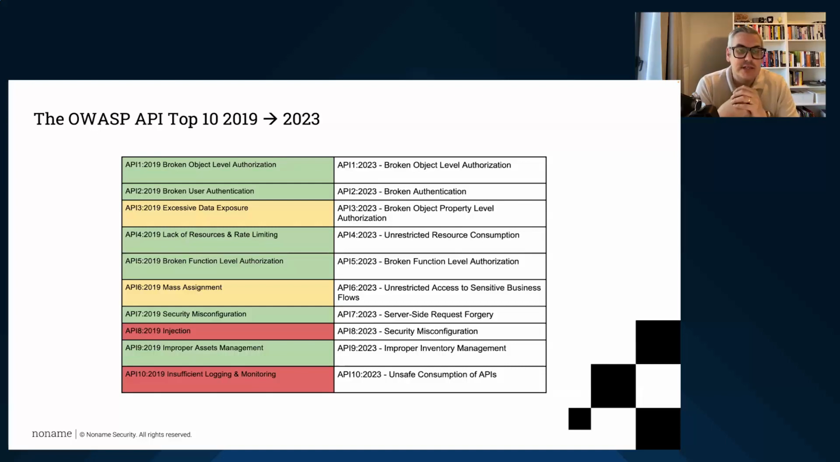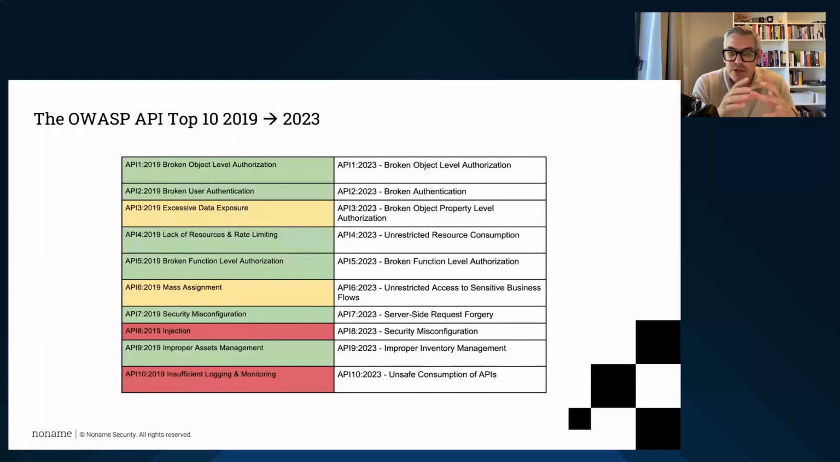What you see on the list here is that on the left we have the 2019 list. Everything in green made it over to 2023. The orange categories were consolidated. The red ones were dropped to some extent or taken over by other categories. But you do see there's some new, more sophisticated levels of issues that popped up. One of those is BOPLA, which is a new one or a more fine-tuned version of something that already existed. So we'll talk about some of these in just a second.